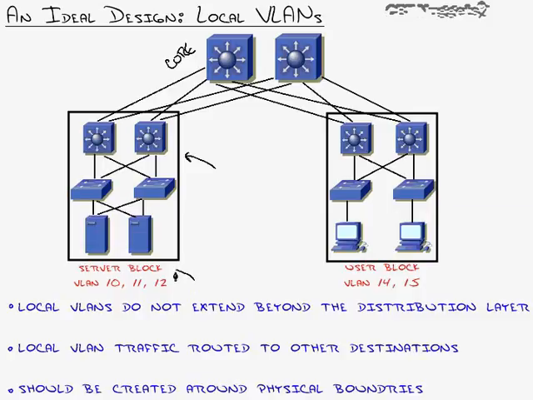For example, over here I have the server block and the user blocks. Inside of the server block, I have VLAN 10, 11, and 12 that maybe divide up my servers, and I've got the email servers in one VLAN, web servers, and so on.